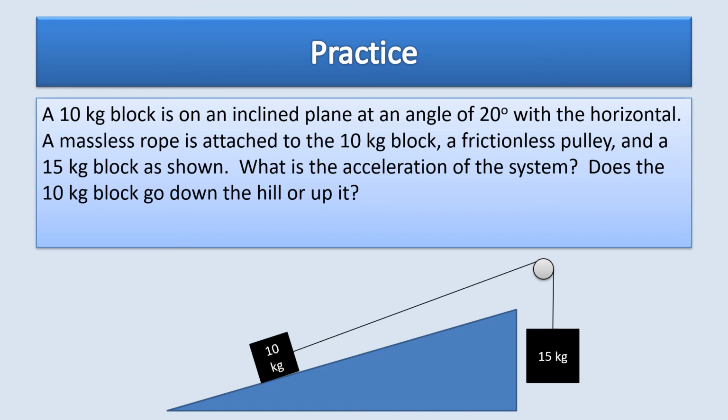It says practice: a 10 kilogram block is on an inclined plane at an angle of 20 degrees with the horizontal. A massless rope is attached to the 10 kilogram block, a frictionless pulley, and a 15 kilogram block as shown. What is the acceleration of the system? Does the 10 kilogram block go down the hill or up it? So block A, we'll call this block A and we'll call this block B, and this is 20 degrees. So give this a shot, pause the video and see if you can figure out how to do it, and then I'll put the solution on the next slide.